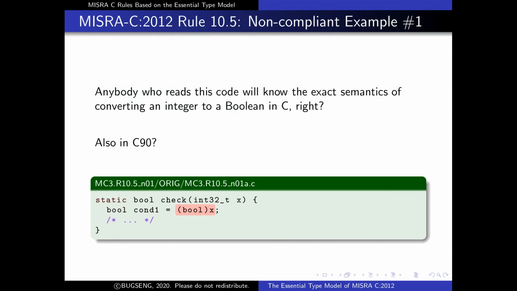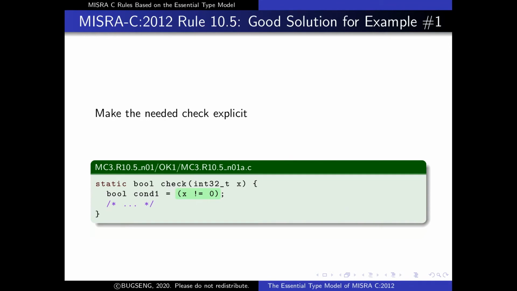So this is a violation. The correct solution, if this was the intention, is to make the check explicit. In this case, the language ensures that to cont1, we will assign either 0 or 1, and not any other value.